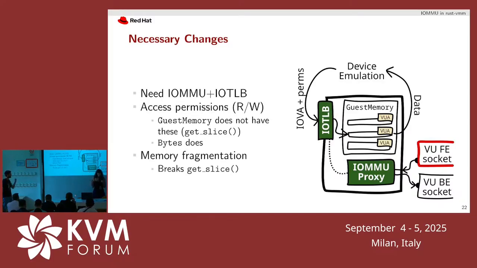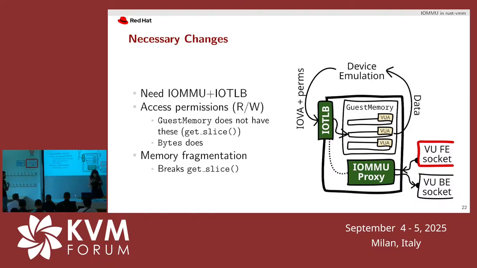So we need to implement an IOMMU proxy and an IOTLB, and we need to add these access permissions. Now, luckily, we don't actually need to add them everywhere. We only need to put them into places where the guest memory interface is used directly. Where the bytes trait is used, we do not need to change anything, because the methods of the bytes trait are called read, write, load, and store. So you see a pattern there. You already implicitly have the access mode right there. So the users already passed the access mode they need. So everything's great.